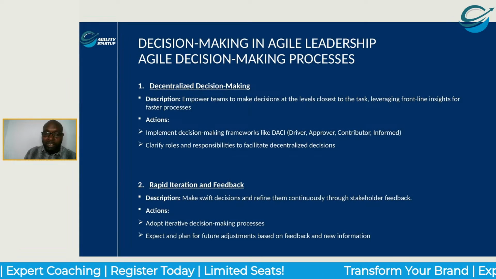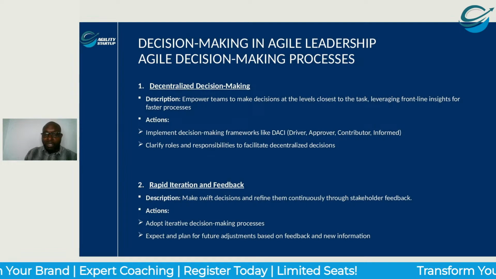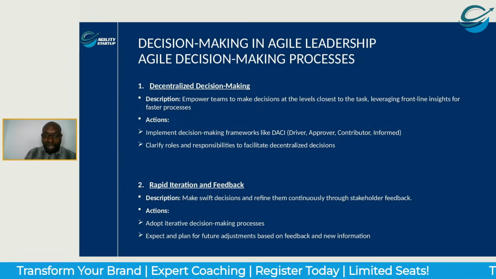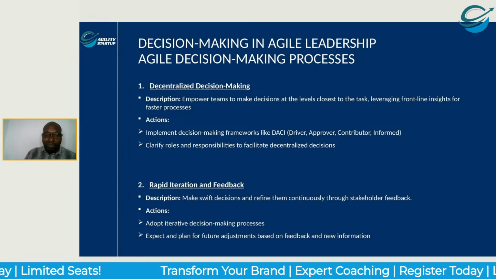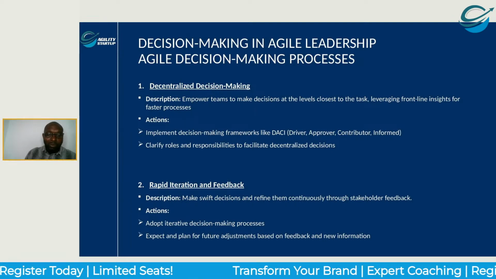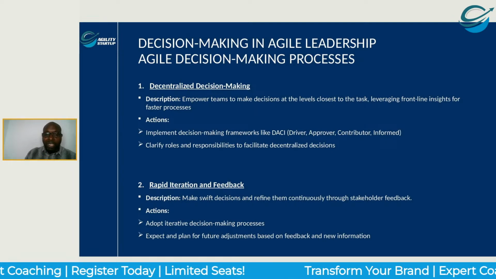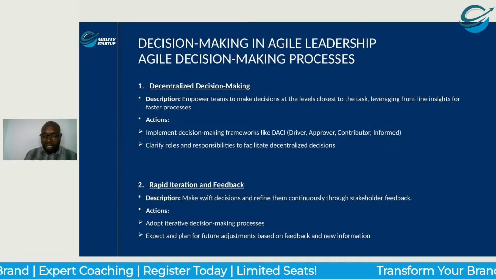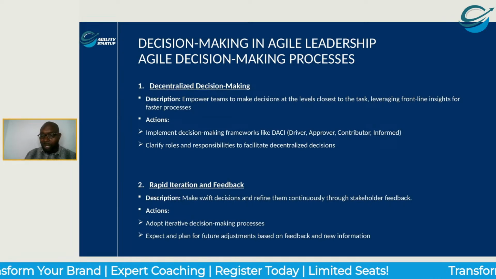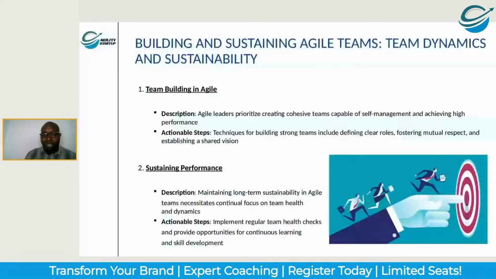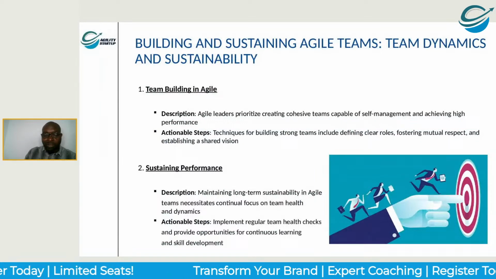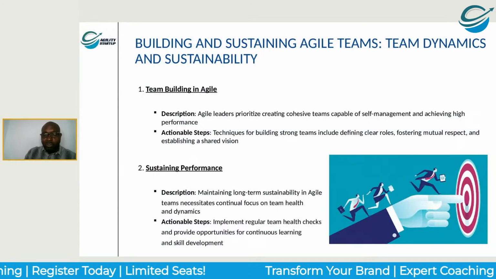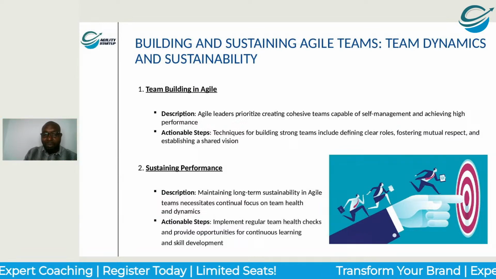Decision making in agile leadership process. We have decentralized decision making, and you have the rapid iteration and feedback loop. That is all part of the process of decision making. You will also see details in the book, and I'll be happy to discuss this more, as well as obtaining and providing the kind of necessary training that your organization might need to build on the expertise.